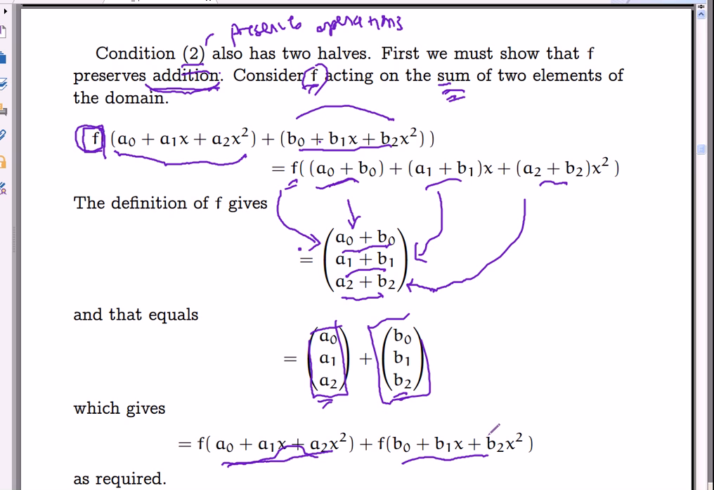Okay. So what we have altogether, if you go from first to last, is that f of the sum of two polynomials is the sum of f of the individual polynomials.